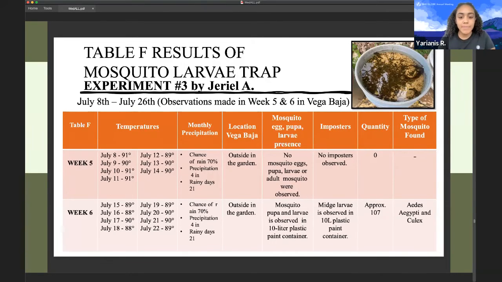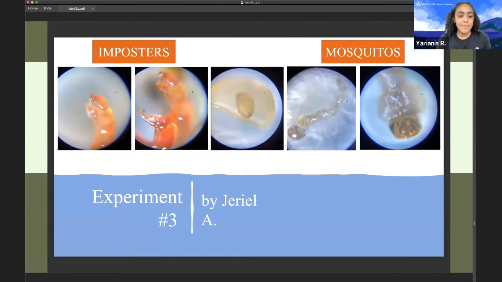In the experiment 3 by Yariel, we didn't find any mosquitoes on week 5, but in week 6, we found Aedes aegypti and a new type of mosquito that we found that was the Culex mosquito in the 10-liter plastic container. These are the imposters, the midge larvae, and the mosquitoes, the Culex.